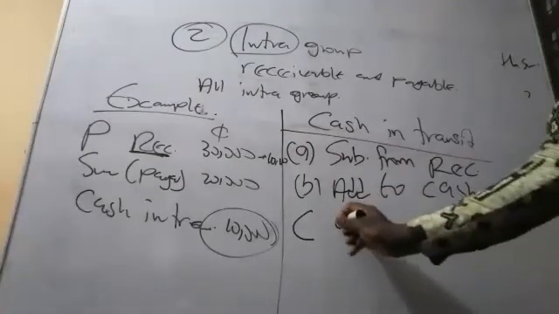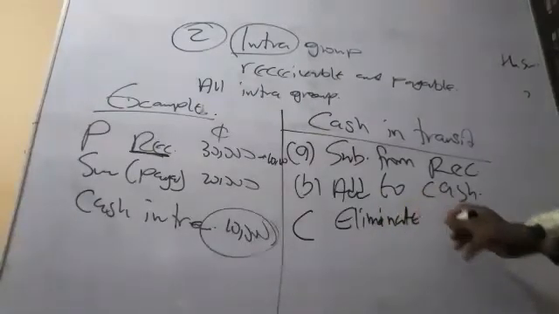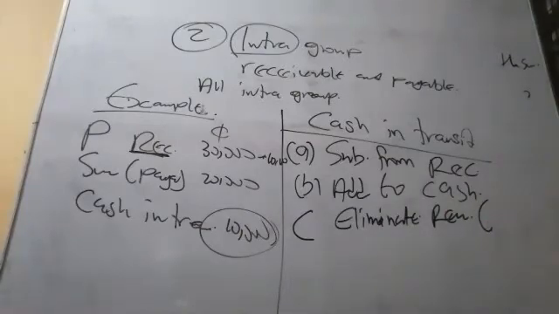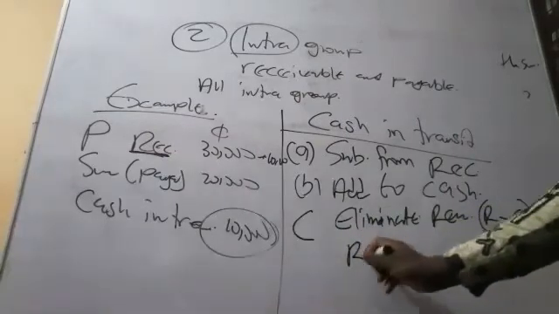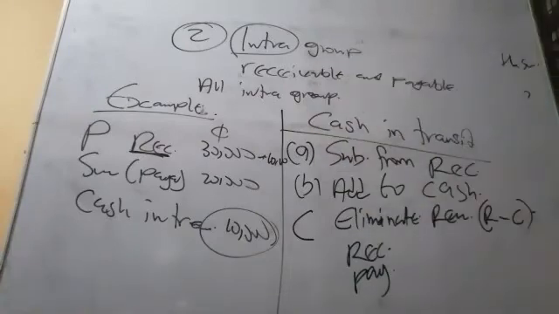Then finally, eliminate the remaining balance. In the brackets, the intra-group receivable less the cash in transit. That's all. How do you do the elimination? From both receivable and payable. That's all. We are done. So let's reflect it here. Then I'll give you the shortcut version. This one is a long process. The shortcut version.